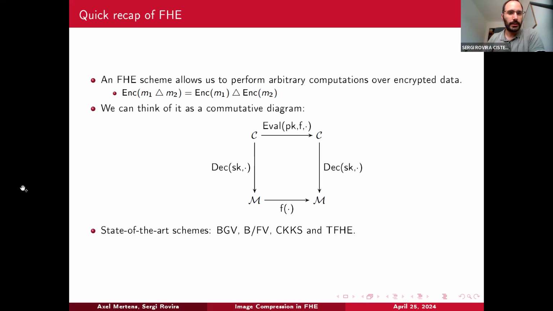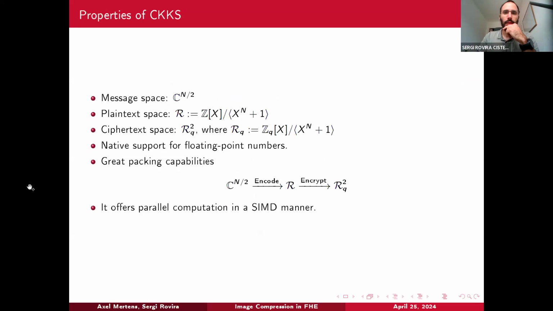So state-of-the-art schemes at the moment are mainly four. We have BGV, BFV, CKKS, and TFHE. And for this work, we focus on CKKS. So we will not go over the whole workings of CKKS. We will just gloss over the properties that we care about for our work.